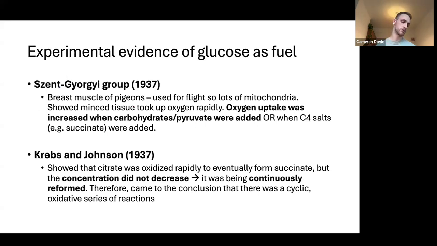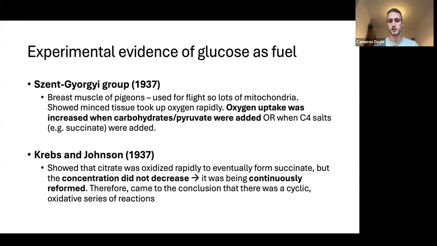Okay, so this is just a brief bit about experimental evidence of glucose as fuel. I'm not really going to go over this too much. You can read about these in your own time, but there's two big studies that were done that are used as evidence for using glucose as fuel. The main points: the first one, and I'm not going to try and pronounce the name because I will butcher it, showed that oxygen uptake was increased when you added carbohydrates. So it suggested that this was an oxidative metabolic pathway.